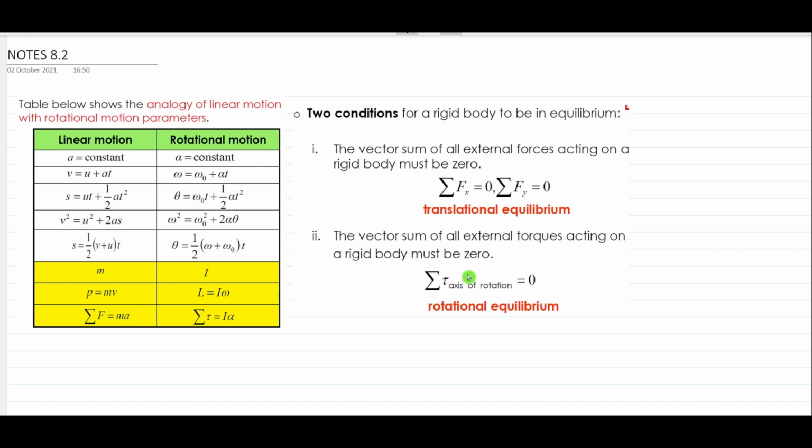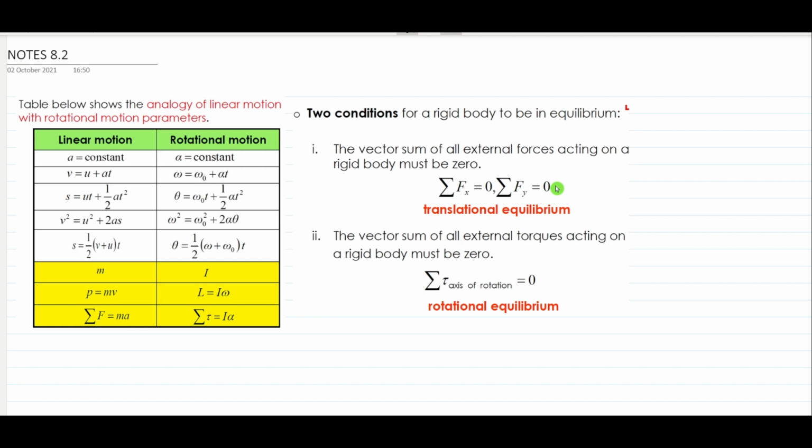And the vector sum of all external torques acting on a rigid body must be 0. Maknanya total torque also equal to 0. Bila total torque is equal to 0, maknanya objek itu berada dalam keadaan rotational equilibrium, tidak berputar. Okay, kalau total Fx dan total Fy is equal to 0, means that the object is not moving in X component dan objek itu juga tidak bergerak in Y component.